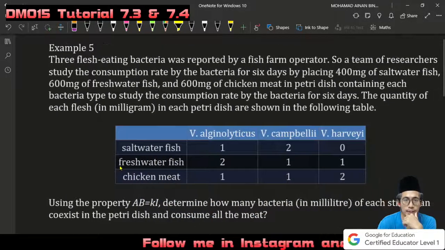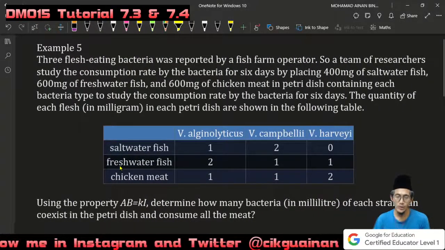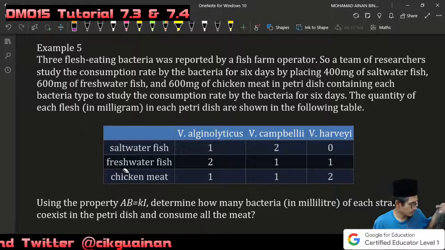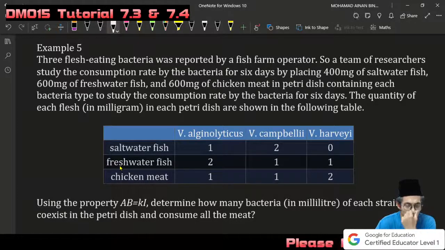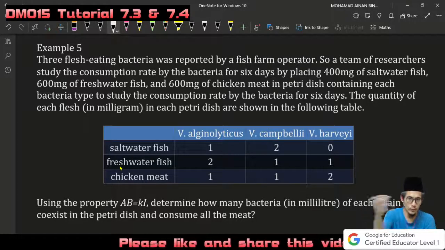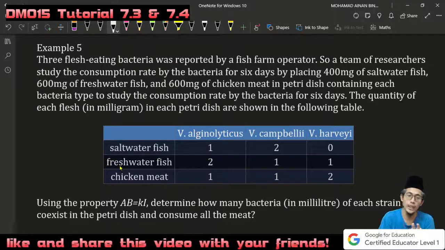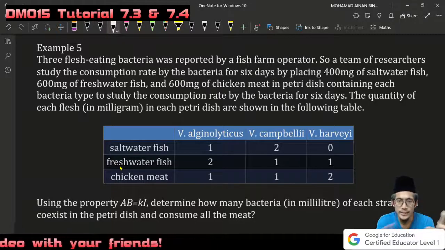Let's move on to the next one, number 5. Okay, you notice there is number 4 in the question, but I skip that one. Terus buat number 5. Okay. So, for number 5, it's about bacteria. Ada 3 jenis. Okay. So, a researcher wants to study how the bacteria react with the flesh. Sebab dia adalah flesh-eating bacteria. Okay, so they put saltwater fish, freshwater fish dengan chicken.